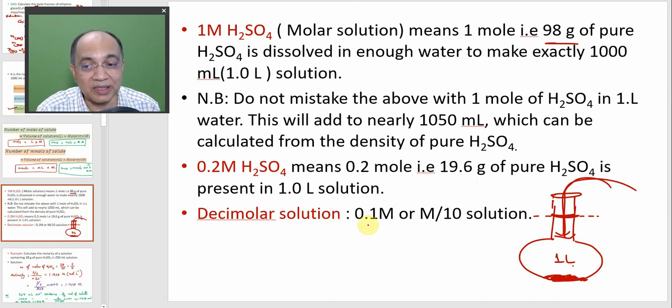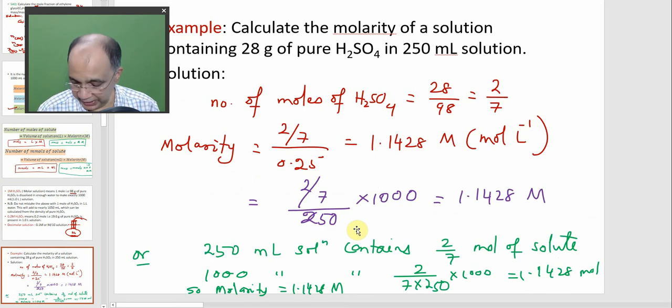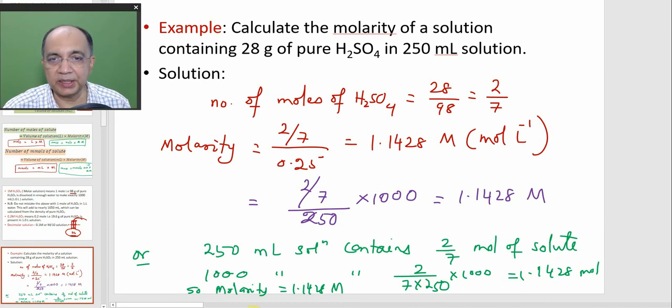Decimolar means M by 10. 0.1 M. Deci means 1 by 10. So if you are asked decimolar solution, it means M by 10 or 0.1 M. Right. So with this, we go to some numericals here. To save time, I have calculated here.